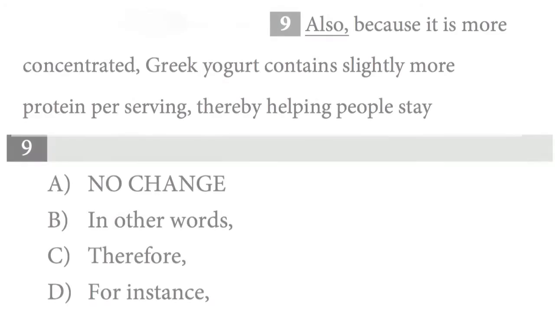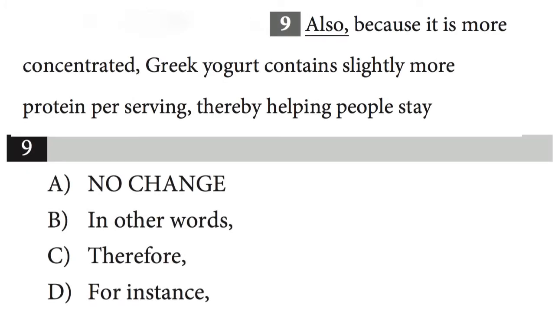Well, what is a connect and clarify question? A connect and clarify question is a question like this, where the underlined word or phrase and the given options are ones that connect and clarify. That is, these words or phrases connect two ideas and clarify the relationship between the ideas. Now, let's think about this. What are the words or phrases that connect and clarify?